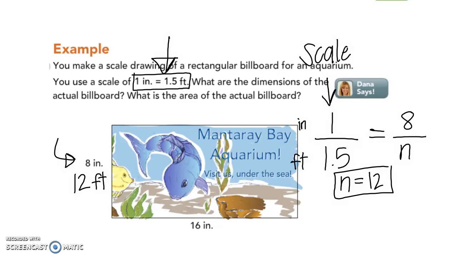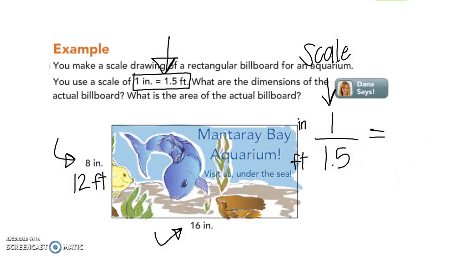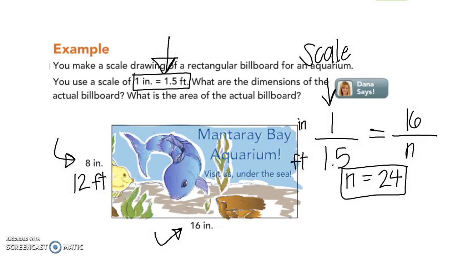Now if I have to convert the second measurement as well, which they asked me to do, I would do a second proportion. But I would not change the left side, that's the scale. The scale stays the same for both of my measurements. So 1 inch still represents 1.5 feet. This time I'm converting 16 inches. I want to know what that would be on the actual billboard. So again, I cross multiply. 1 times N is 1N. And then 1.5 times 16 is 24. So I would get 24 feet here.